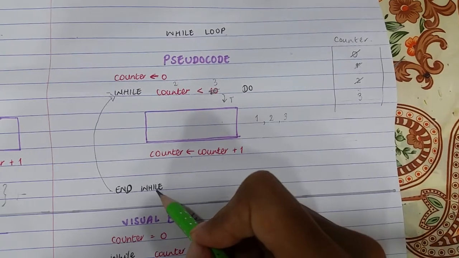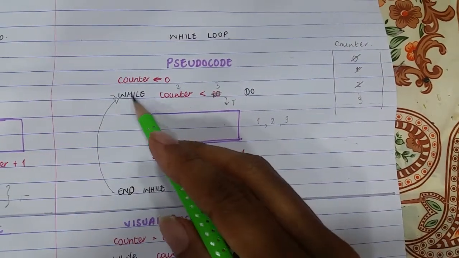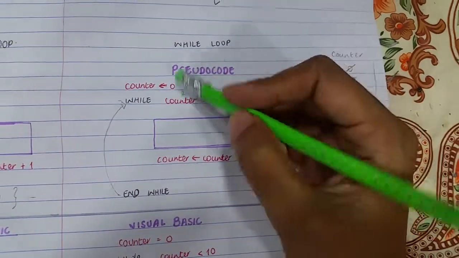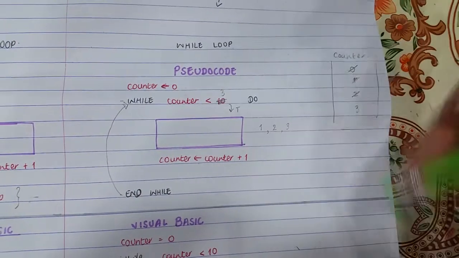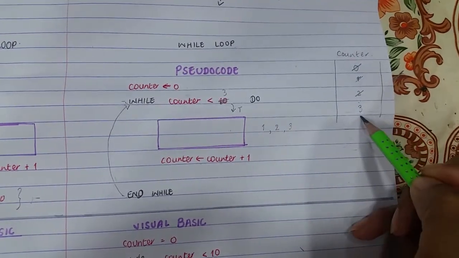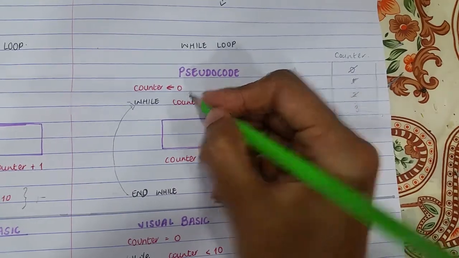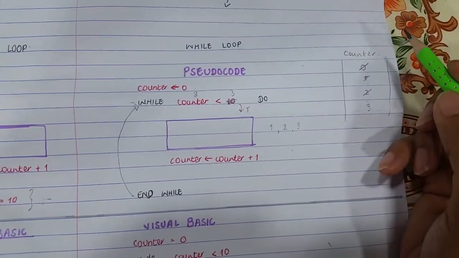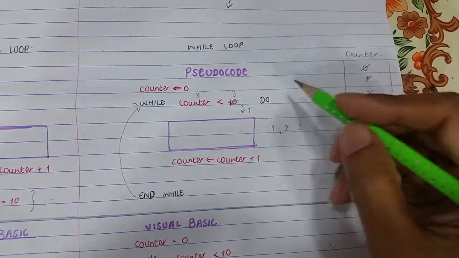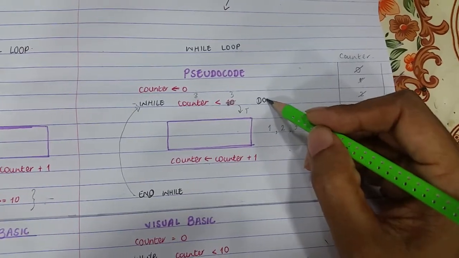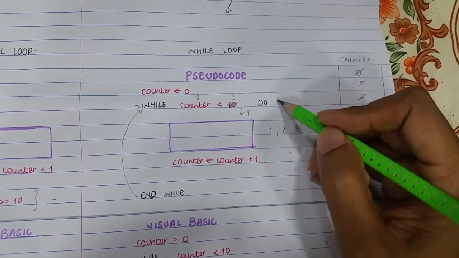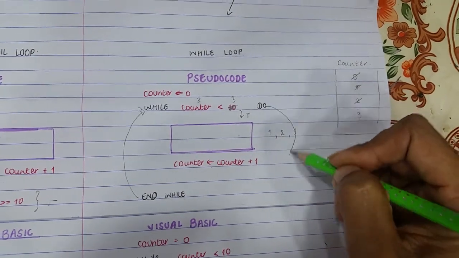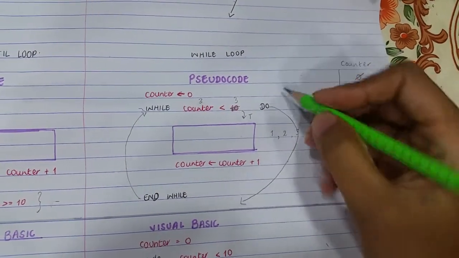Then, moving to end while returns to my while code. Now I am going to validate is counter less than 3. So I am going to take the value of counter and compare it. So is 3 less than 3? No. 3 is not less than 3. 3 is equal to 3. So it returns a false. So false is going to take me out of the loop.